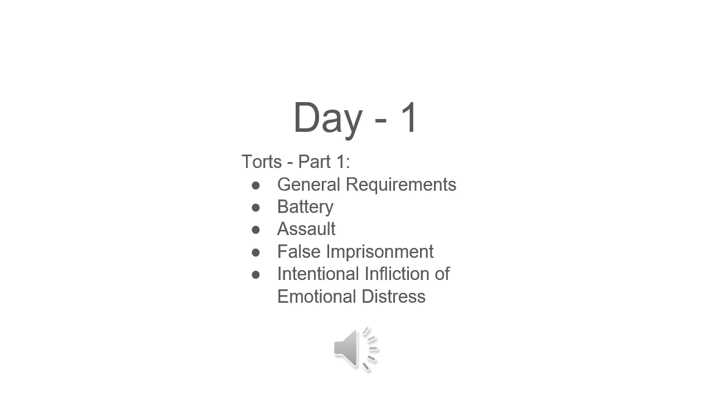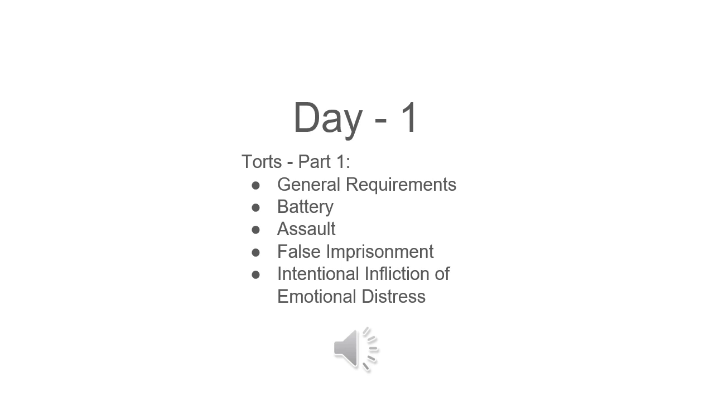Moving on to intentional infliction of emotional distress. This is extreme or outrageous conduct by the defendant. You have intent or recklessness, causation, and damages in the form of severe emotional distress. Now, intent in IIED: the defendant must act with the intent to cause IIED. Transferred intent does not apply to intentional infliction of emotional distress.